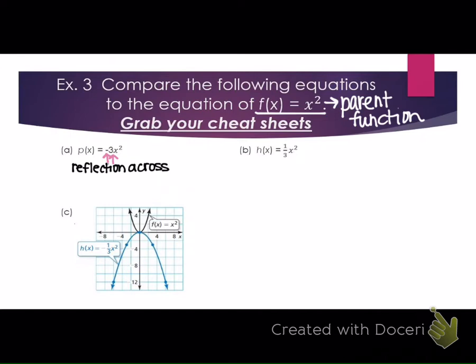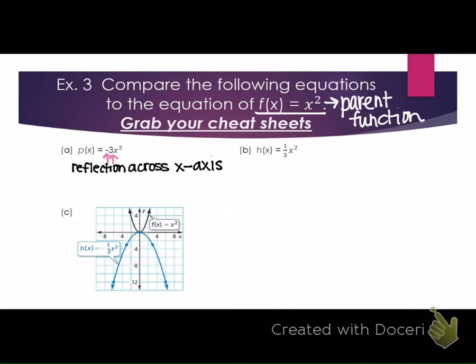So let me ask that again. Have they changed the sign of f of x, or have they changed the sign of just x? Of f of x. So looking at our cheat sheet, is that a reflection across the x-axis or the y-axis? X. That's a reflection across the x-axis. I'm looking at my cheat sheet. I see a negative sign in front of f of x, and right beside it, it says reflect across the x-axis. So that's a reflection across the x-axis.